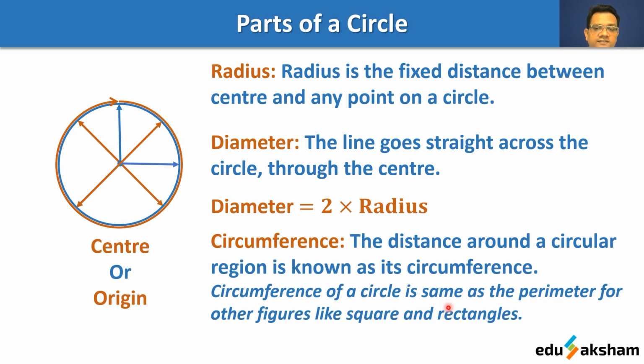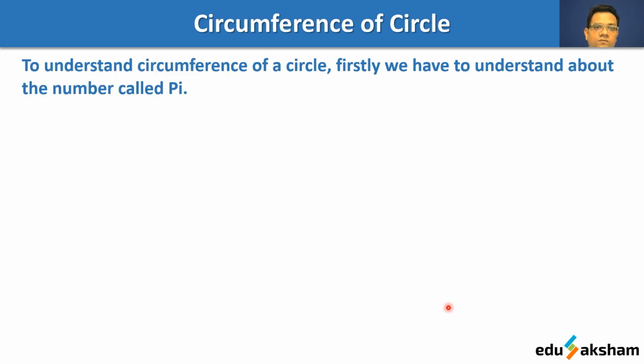The circumference of a circle is the same as the perimeter for other figures like squares and rectangles. For squares, rectangles and other figures, we use perimeter. Here for a circle, we are going to use circumference. So to understand the circumference of a circle, first we have to understand the number called pi.